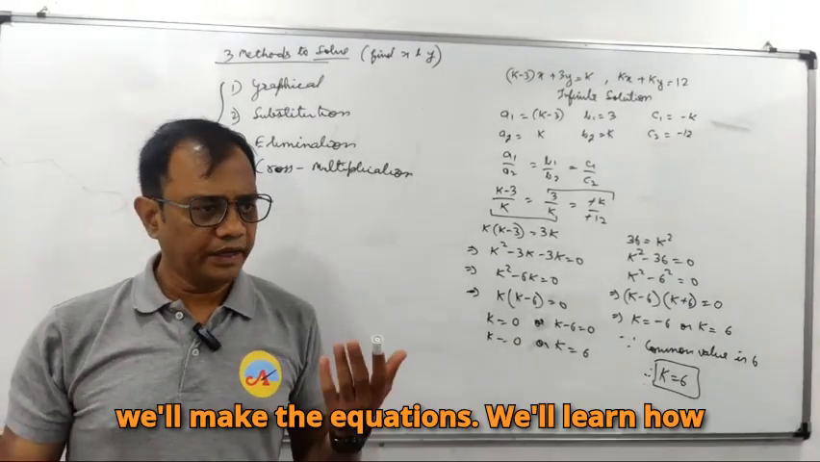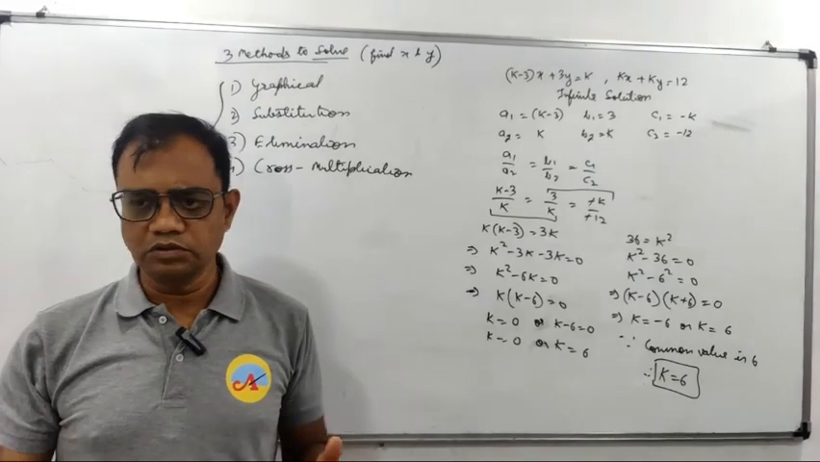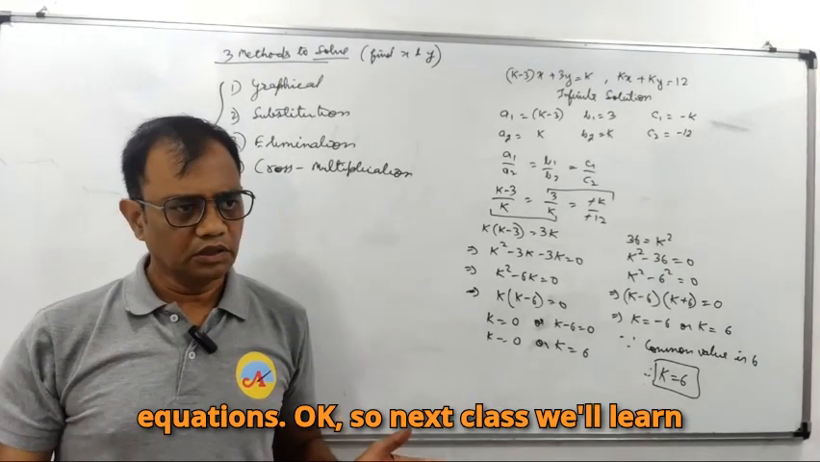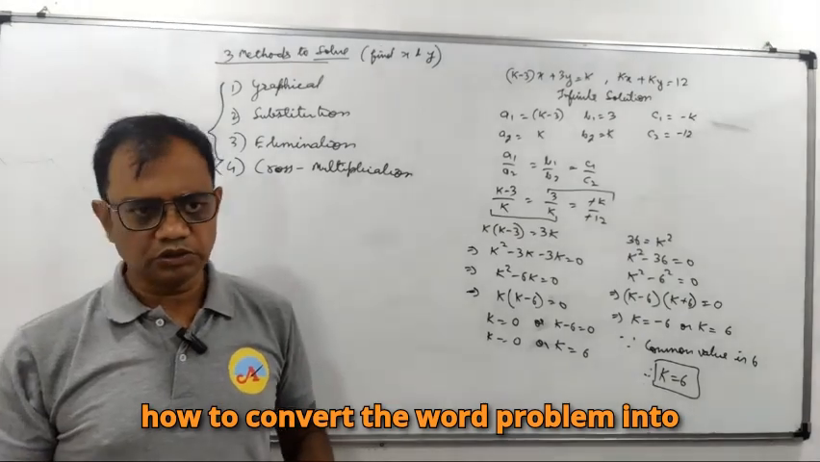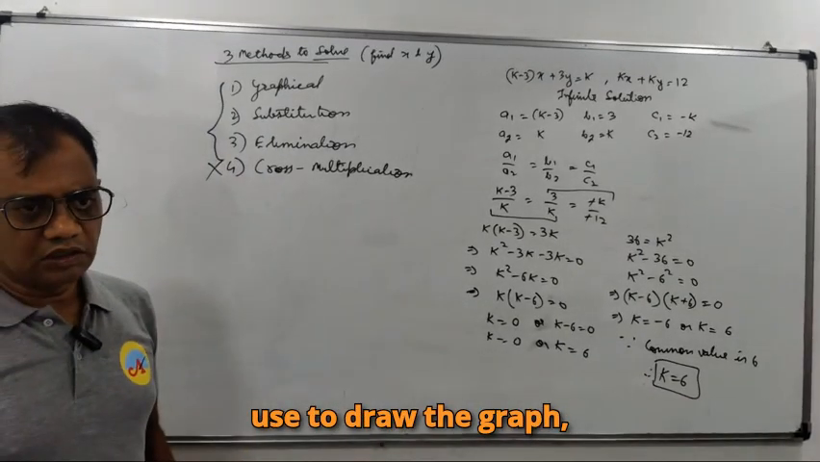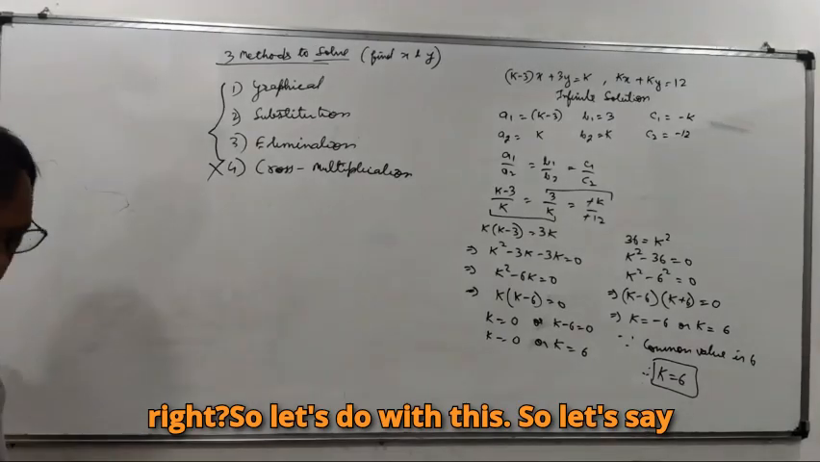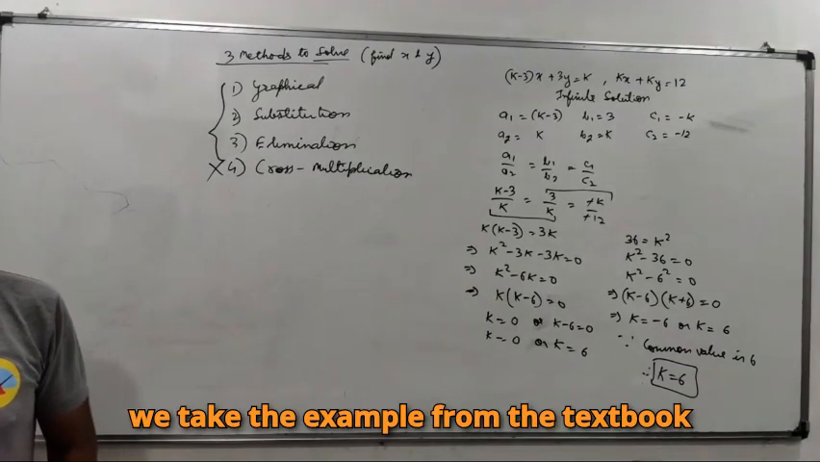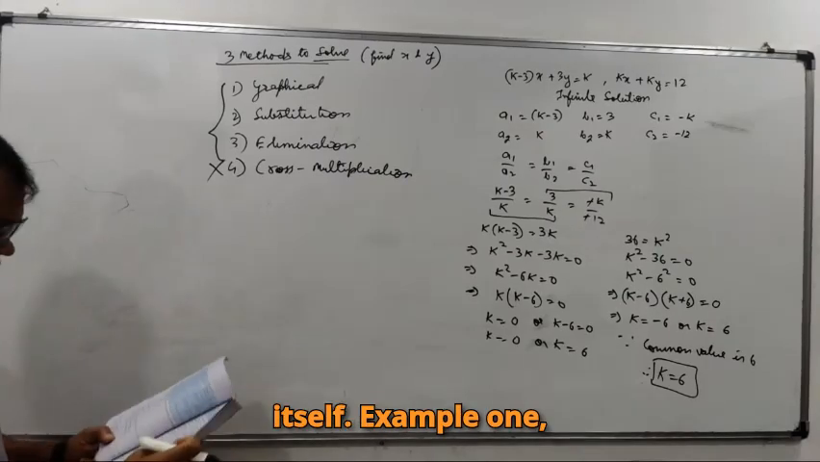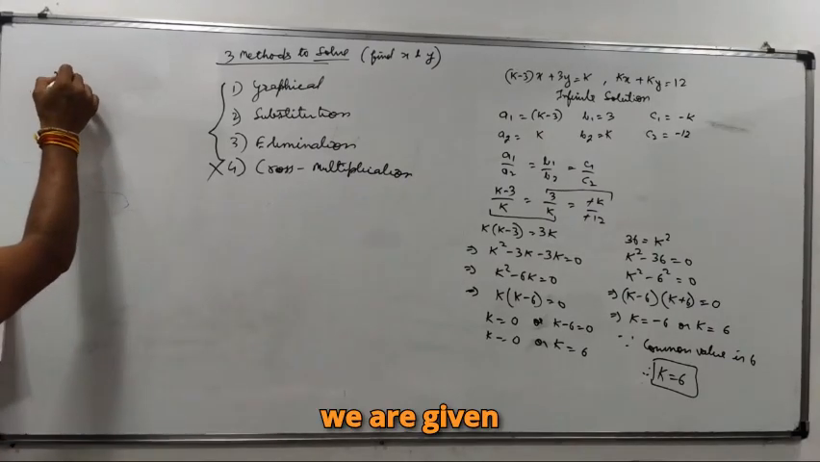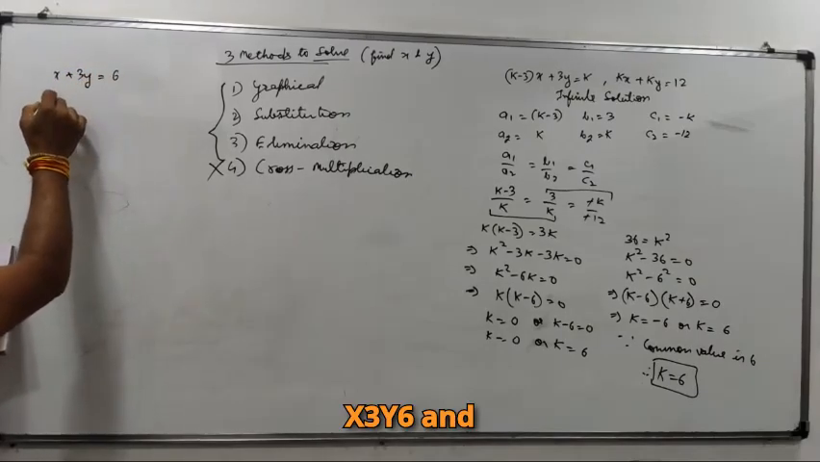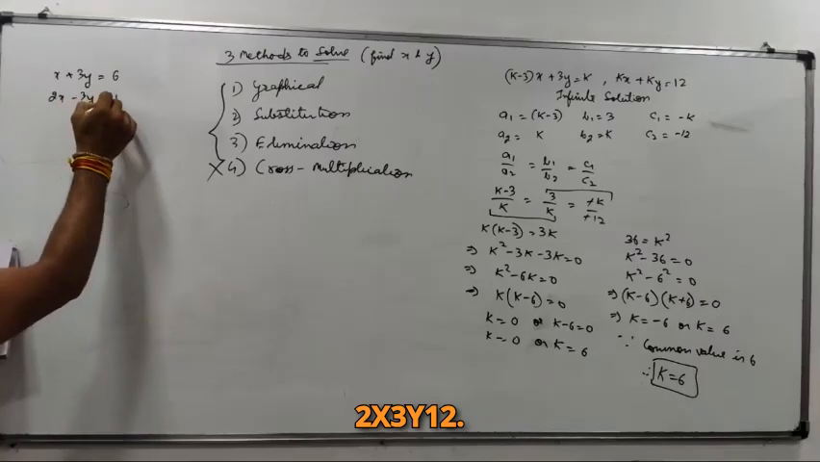Next time we'll make the equations. We'll learn how to convert the word problem into equations. Okay, so next class we'll learn how to convert the word problem into equations. Today only the equations we'll use to draw the graph, right? So let's do with this. Let's say we take the example from the textbook itself. Example 1, we are given x plus 3y equal to 6 and 2x minus 3y equal to 12.